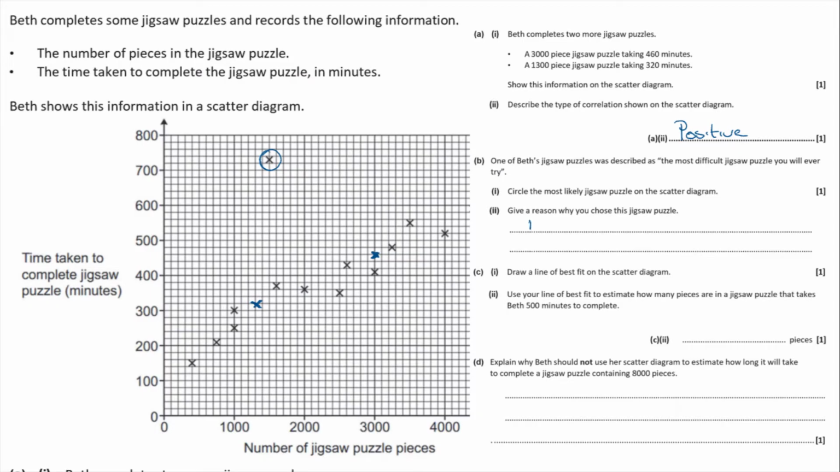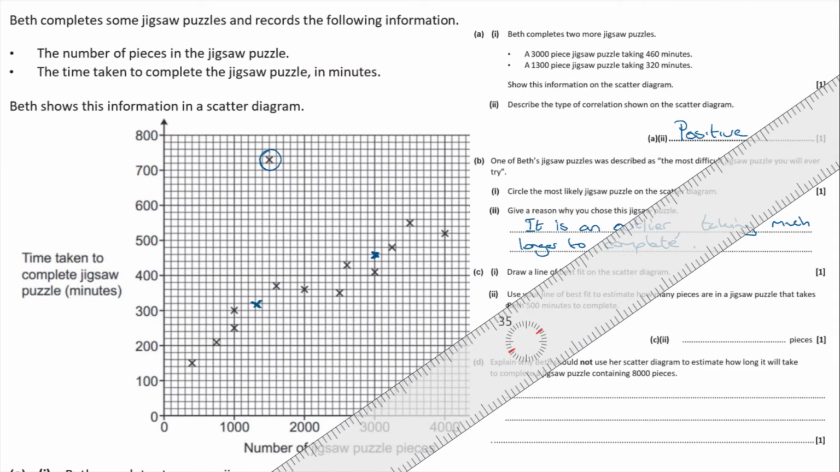I'm going to say it is an outlier, and I'm going to say that it took much longer to complete. Draw a line of best fit on your scatter diagram. Okay, so I'm going to ignore the outlier.